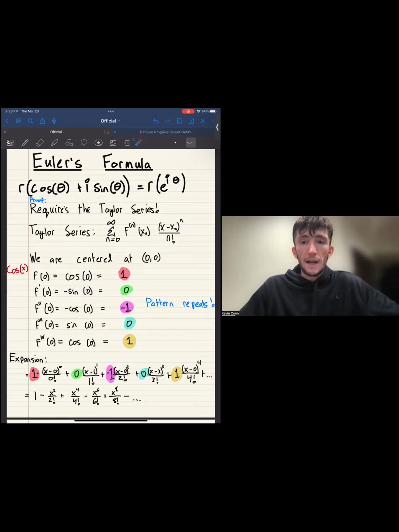So we are centered at 0, so our x naught will be 0. And we're going to look at cosine first. I went ahead and calculated here the first 4 derivatives, including just cosine of 0, and color coded them a little bit. So cosine of 0 is 1. The first derivative of cosine is negative sine, so negative sine of 0 is 0.